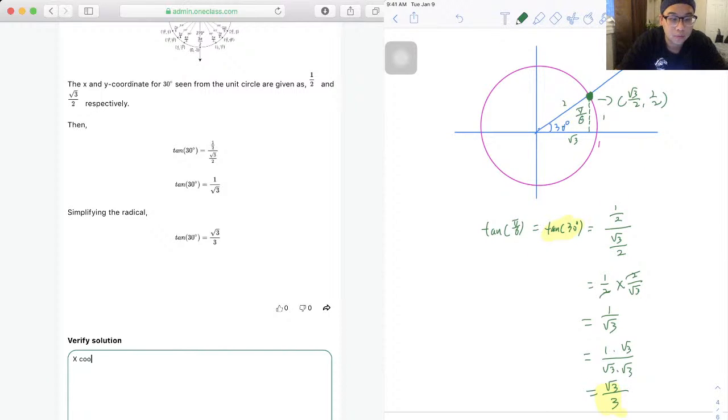So let's leave a comment. The x coordinate should be root 3 over 2, while the y coordinate should be 1 over 2. Answer is still correct. Well done.